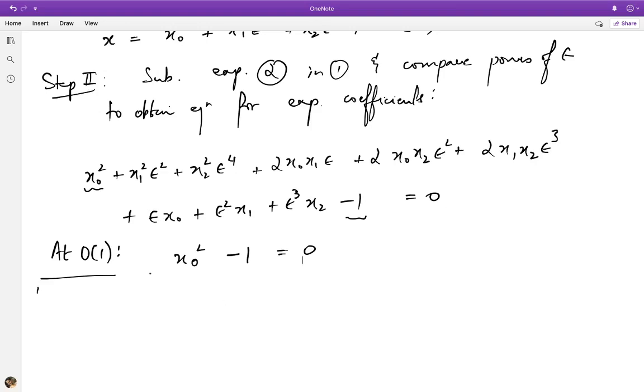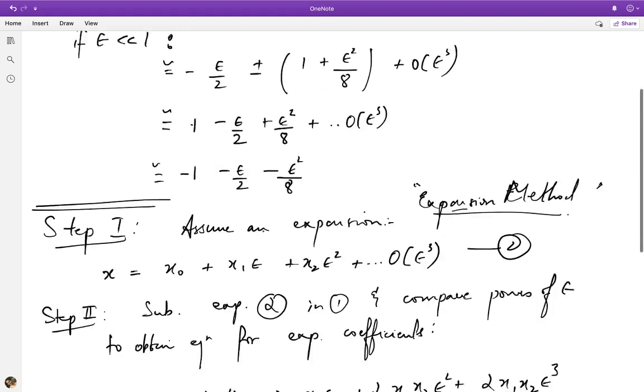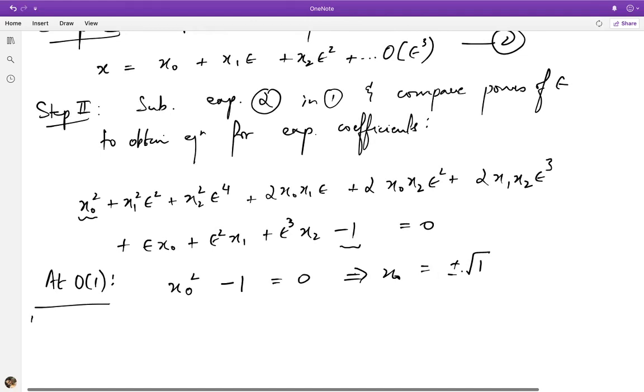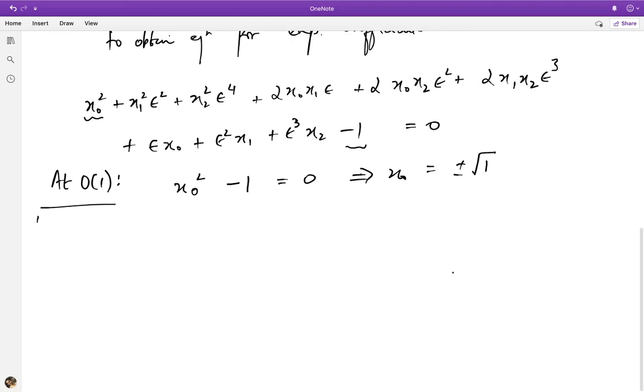And this is the idea behind an order by order balance when you do a power series expansion. So at order 1 we get this balance, which is nothing but the 0th order problem. If we had gone to the original equation and taken the case where epsilon is exactly 0, the simplest version, you just get the 0th order problem. And there you will see that x naught is basically plus minus square root of 1. So we can have 2 solutions, as we know, because the equation is quadratic.